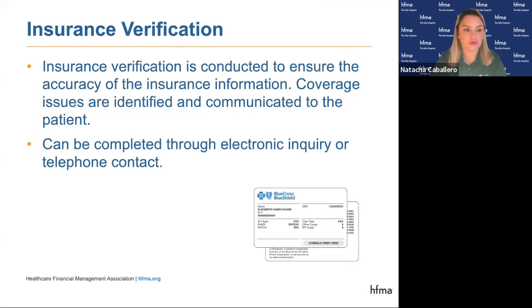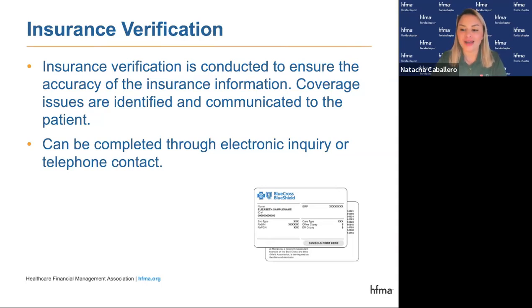Insurance information or verification. Once the registration process is completed, insurance verification is conducted to ensure the accuracy of insurance information. Coverage issues are identified and communicated to the patient. This sets the stage for completion of financial education and account resolution based on deductibles, co-insurances, and other coverage limitations. Insurance verification can be completed through electronic inquiry or telephone contacts.